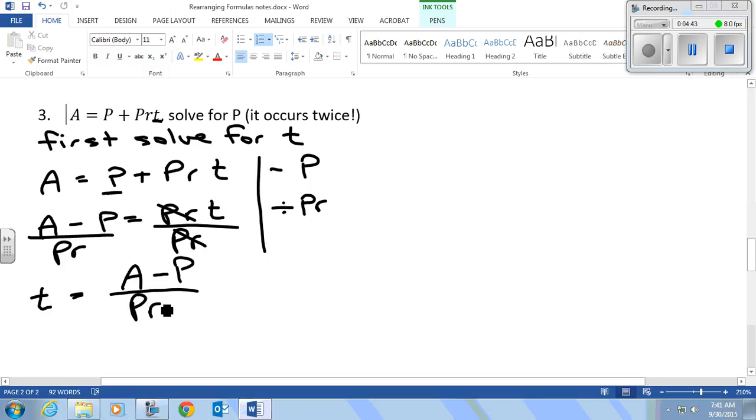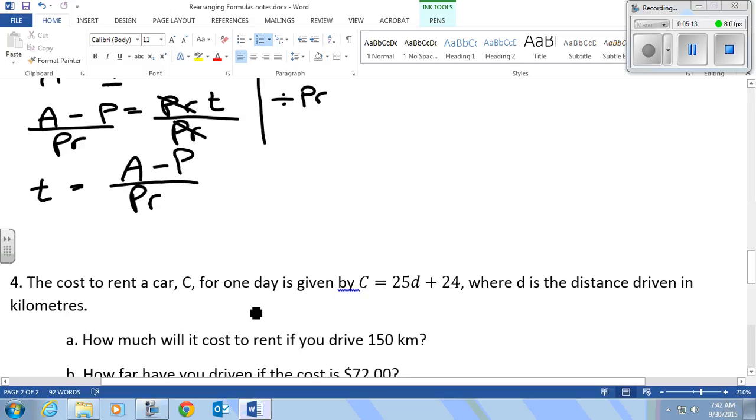Just a little side note, whenever you work with formulas, don't change the case of the letter, because in this case the capital A represents amount or future value. The capital P represents principal. The lowercase r represents the rate of interest and T is time. If you put a capital T in, capital T is often used for temperature. So it's very important to stick with the same form of the letter as you receive in the formulas.